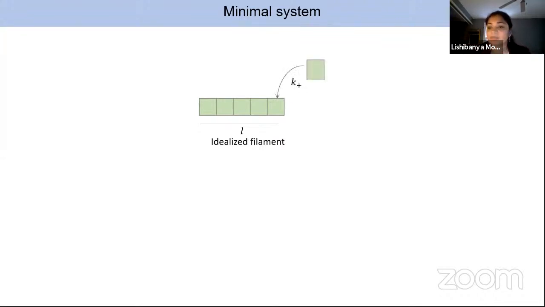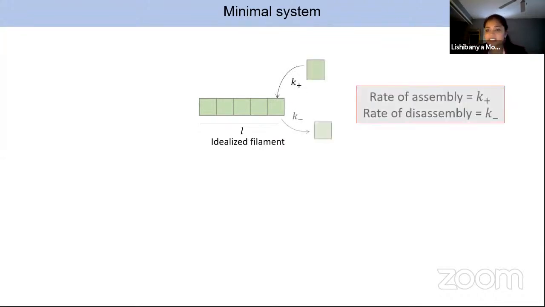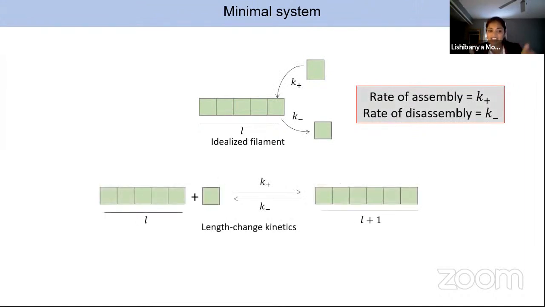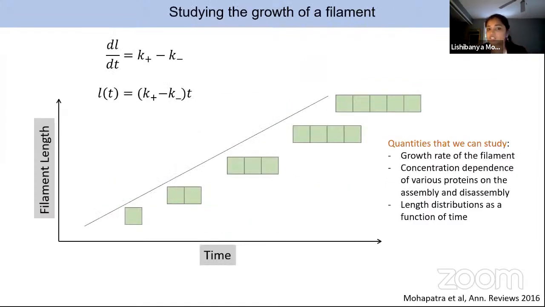These monomers can either be added with a rate k plus, or they can be disassembled with a rate k minus. And what we're really interested in knowing is, how does the length of our filament change as we have both these processes? In this particular talk, we're going to focus just on the growth part. Basically, when the filament is small in size and it gets bigger. And we're interested in understanding, how does the growth rate of the filament change when you introduce different proteins? How does the concentration of these various proteins change this growth rate, and also the distribution of size with time?